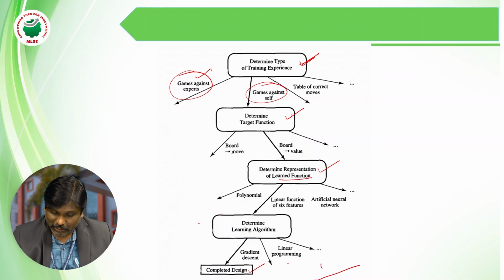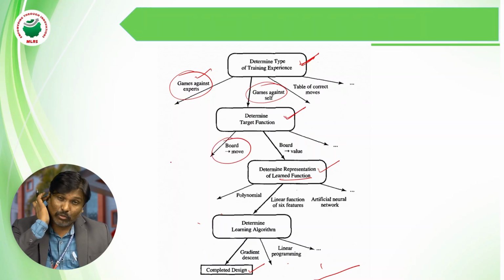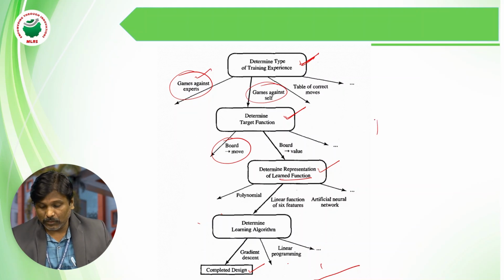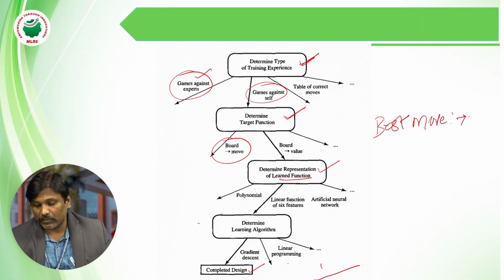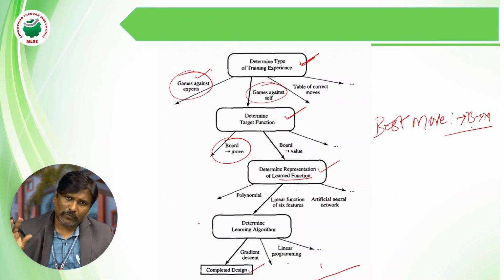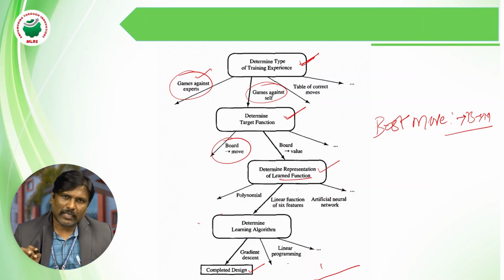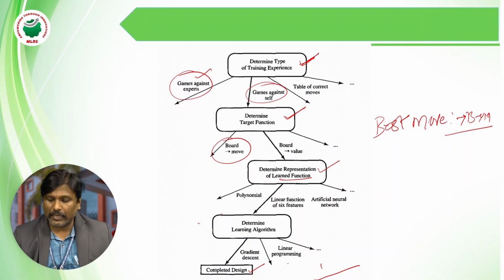Next, determine the target function. The target function is to be represented based on the best board move, or best move, that is B to M. Even though we have a lot of legal moves, out of all those legal moves, we consider the best fit move, the move by which we may get the winning chance. Those are the moves we want to consider, and by that we can determine the function.